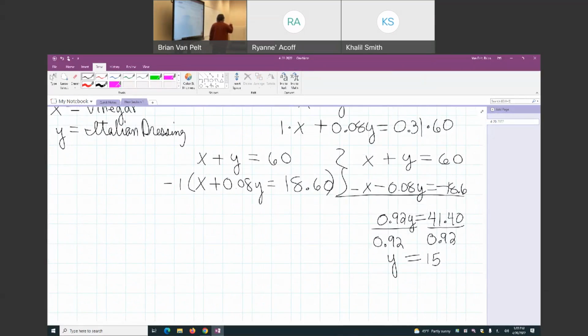Now, where is the absolute easiest place to figure out the amount of vinegar that was used? What's the absolute easiest way to get your x value? Sure, 60 minus y. This equation couldn't be easier, could it? If y is 45, what's x going to be? x should be 15. That's the check.